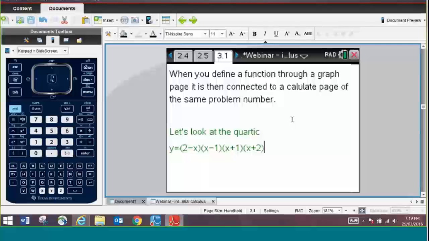All right, so moving on. When you define a function through a graph page, it's also connected to the calculate page.